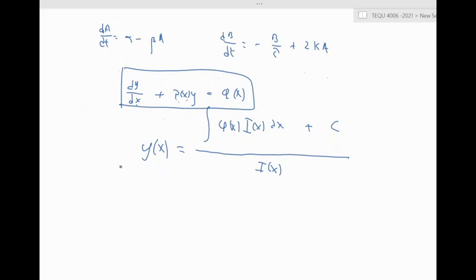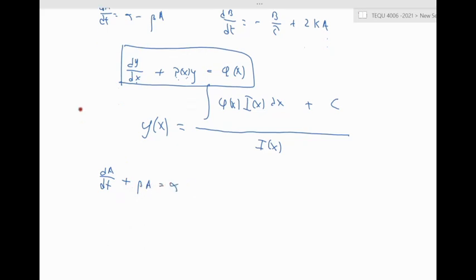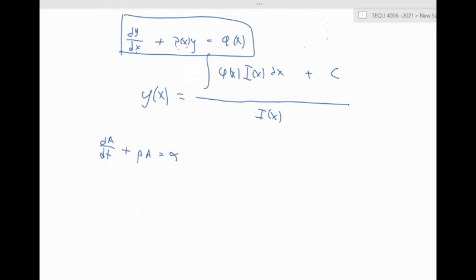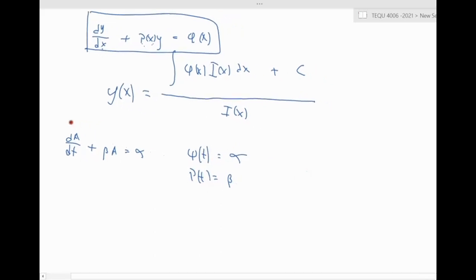So let's do that. This will be dA/dt plus beta A equals alpha. That's it. If you do that, basically what you're saying is that q(x) is a constant, it's alpha, no big deal. In fact, instead of calling it q(x), let's call it q(t), because that's the independent variable for my case. How about p? p(t) is a constant, it is beta. Now, the question, which I haven't written here, is what is the integration factor?